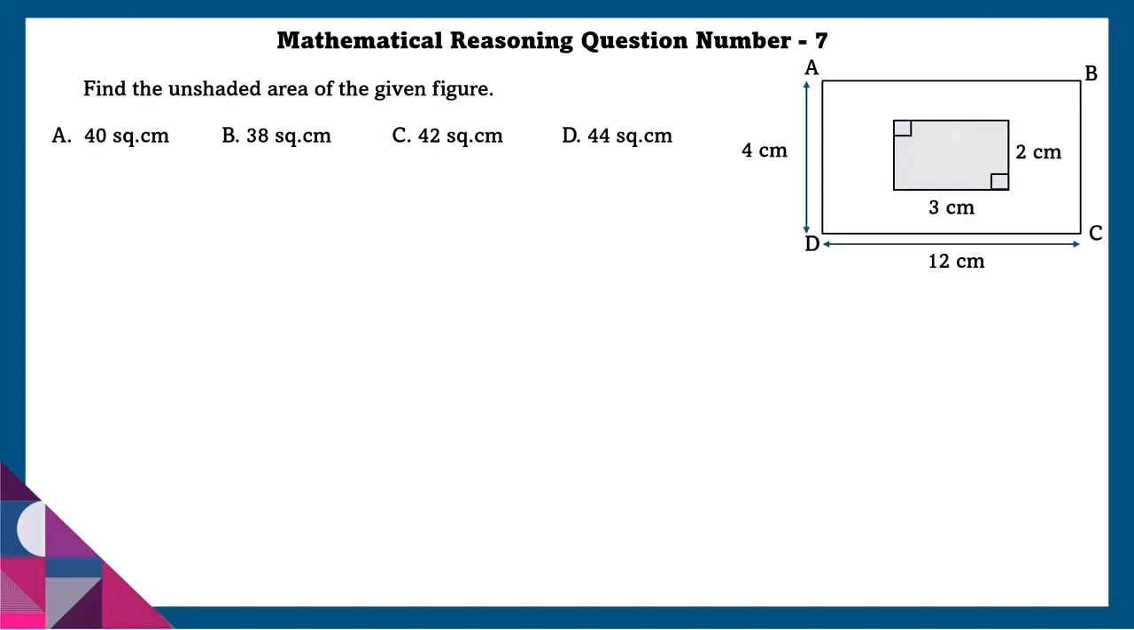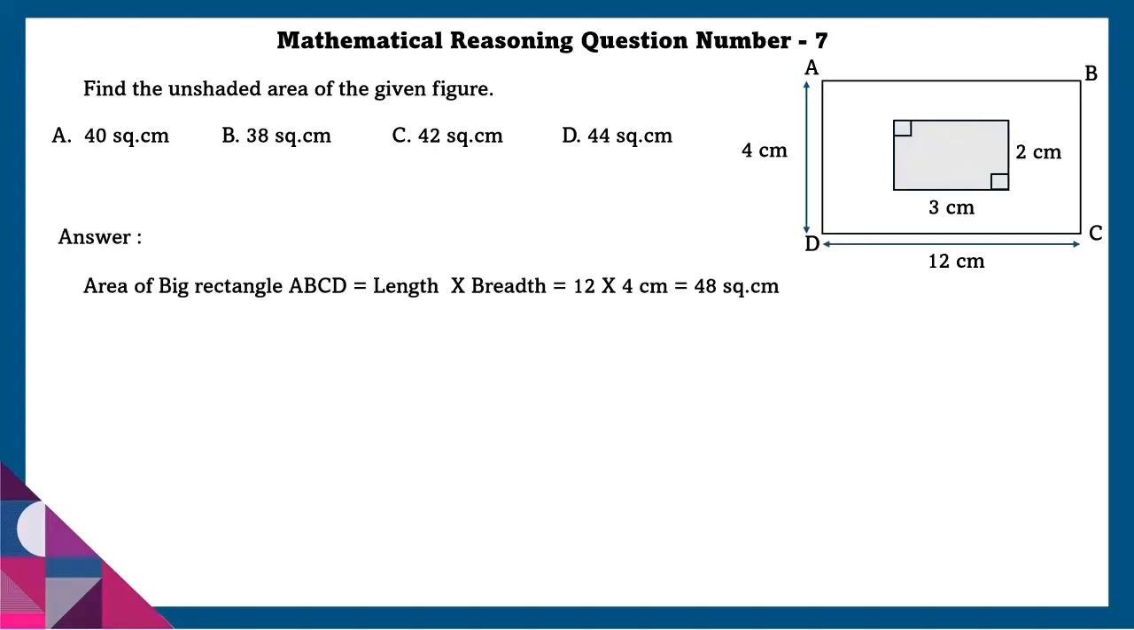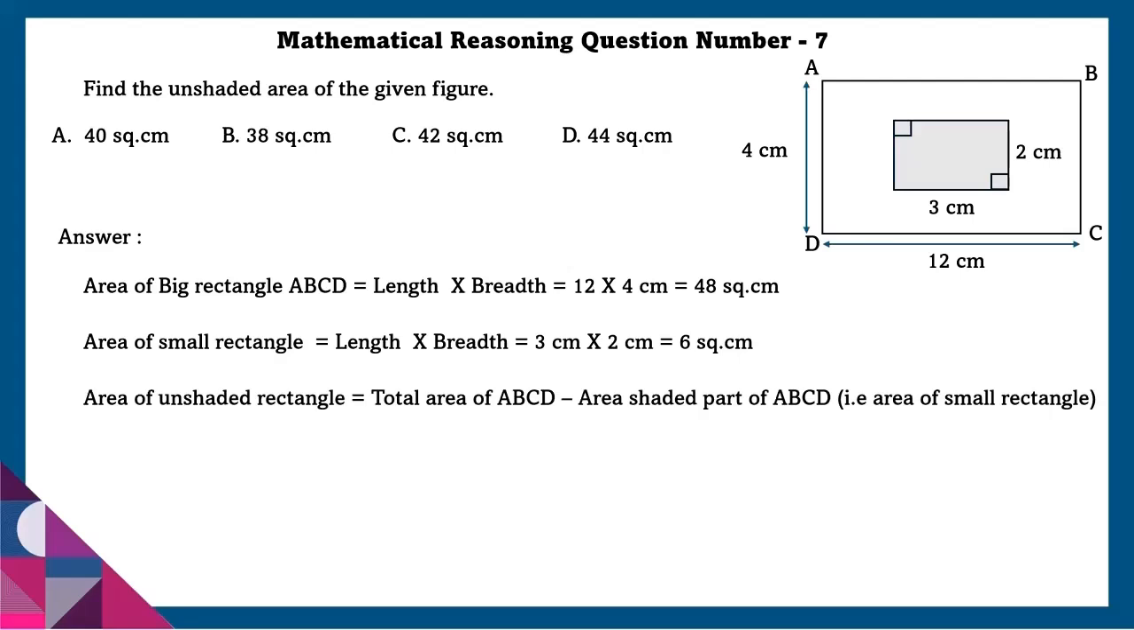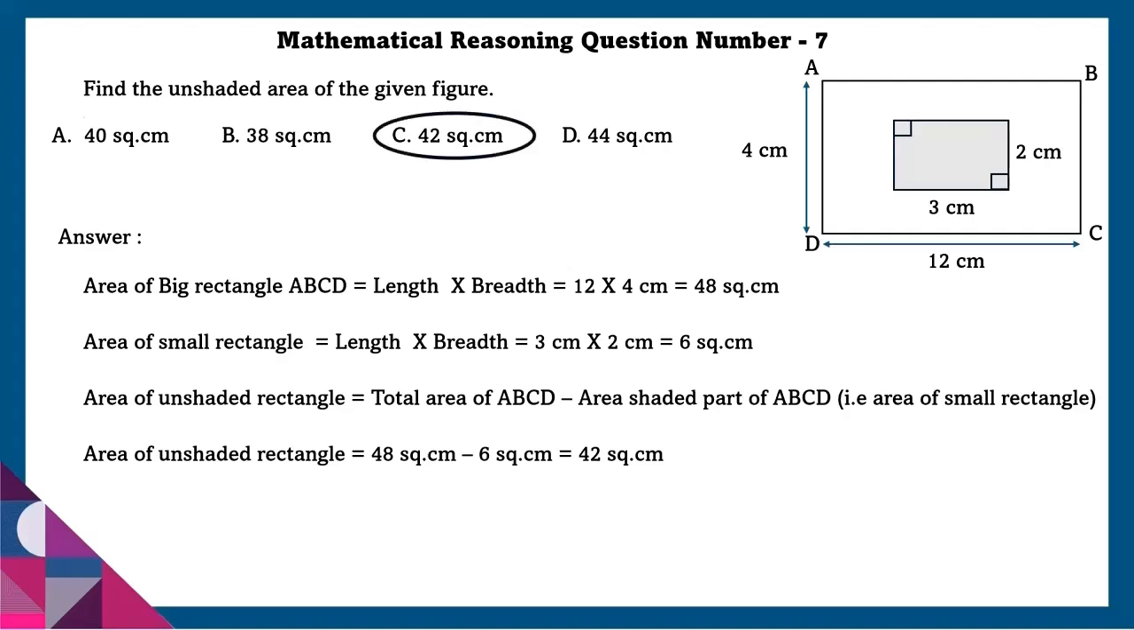Mathematical reasoning question number 7. Find the unshaded area of the given figure. So now the area of the big rectangle ABCD is equal to length into breadth, which is equal to 48 square centimeters. The area of the smaller rectangle, which they have also given, that is length into breadth, is equal to 6 square centimeters. So now the area of the unshaded rectangle is equal to the total area of ABCD minus the area of the shaded part of ABCD, that is the smallest rectangle. So the area of the unshaded rectangle is equal to 42 square centimeters.